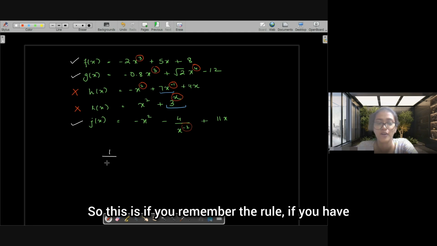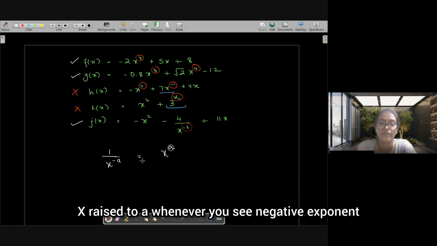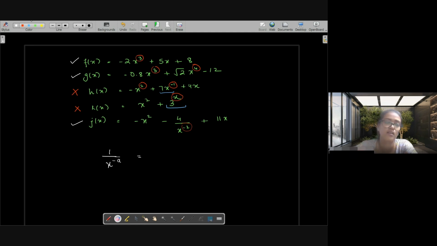So if you remember the rule, if you see a negative exponent, let's say we have a negative exponent like this. This can be written as x raised to -a. Whenever you see a negative exponent, you just take the reciprocal of that term. So what is the reciprocal of x? 1 over x, right? So you will write it as 1 over x.